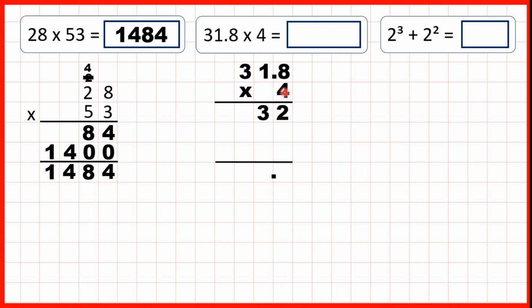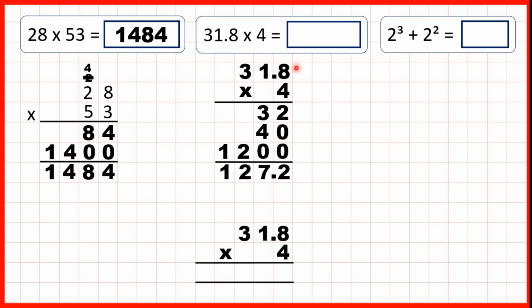Next we have 1 times 4, but because it's the second digit from the right, we need to write 0, and then 1 times 4 is 4. Now 3 times 4, but because it's the third digit from the right, we need to write 2 zeros before doing 3 times 4, which is 12. Now we can just add up our answer lines.